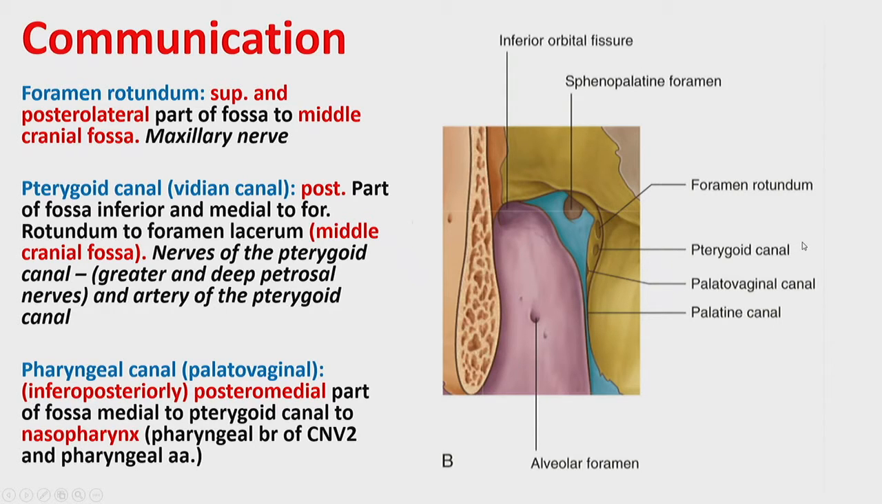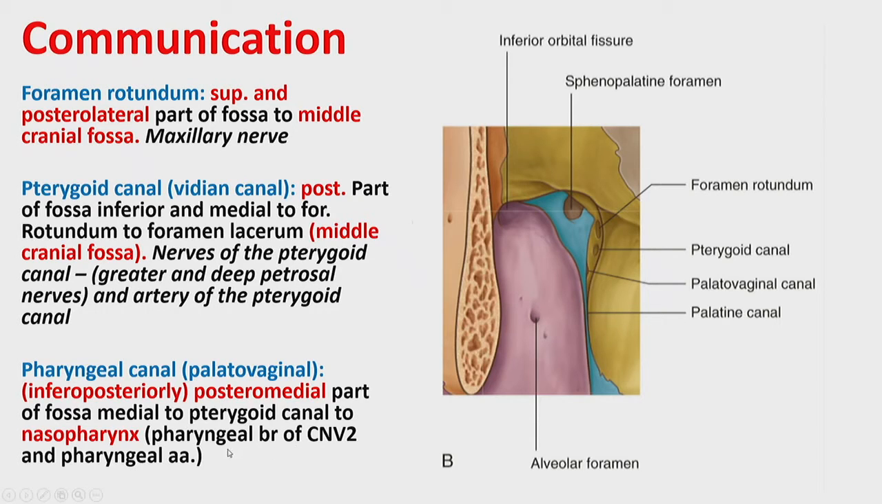What does it pass? Nerves of the pterygoid canal. What are they? Greater petrosal nerve and deep petrosal nerve, very important, and artery and vein of the pterygoid canal. Going a little bit down, inferiorly and posteriorly and medially, you have another canal which is called the palatovaginal canal. It's connected with the nasopharynx.